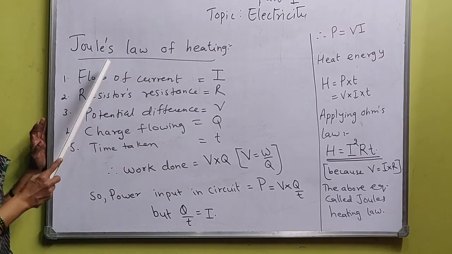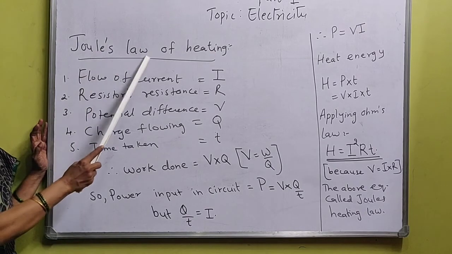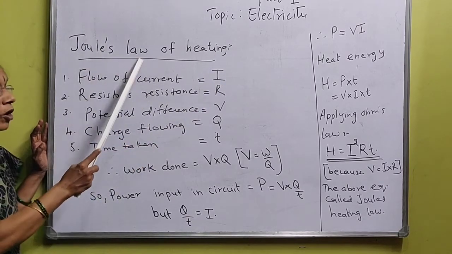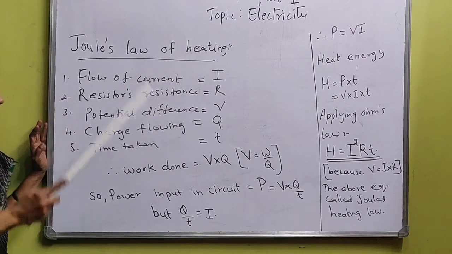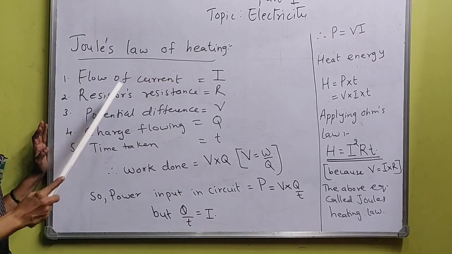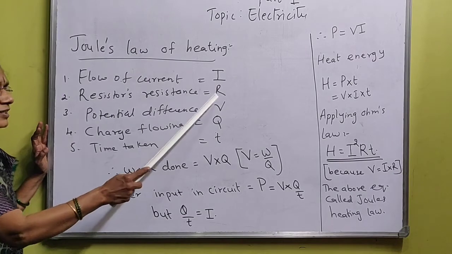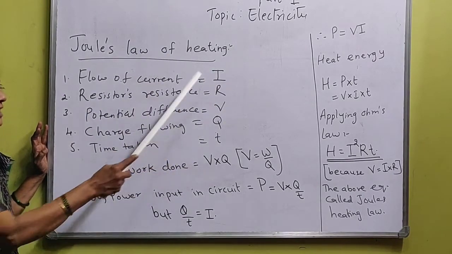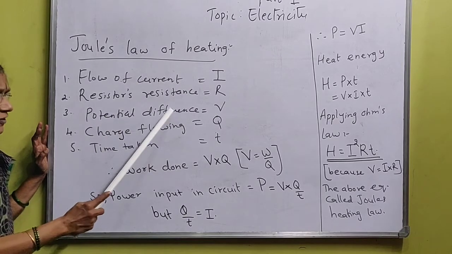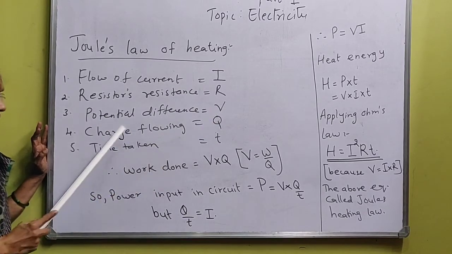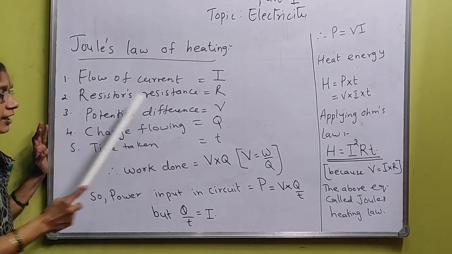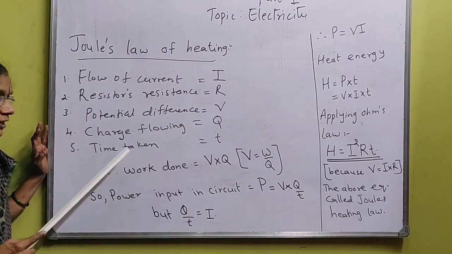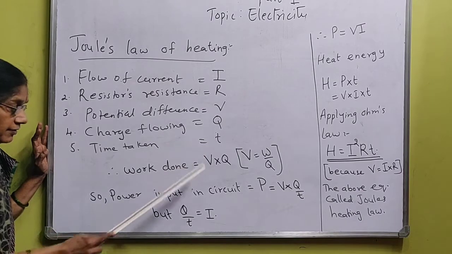Now let us see regarding Joule's law of heating. Let us take that in a resistor having resistance R, current I is passing through the circuit. The potential difference is V, the charge flowing through the circuit is Q and the time taken is T.